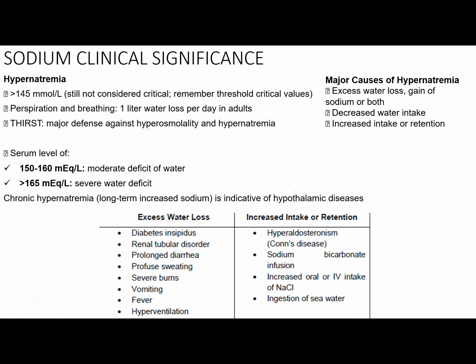Another major cause of hypernatremia is increased intake or retention, seen in hyperaldosteronism, Conn's disease, sodium bicarbonate infusion, increased oral or IV intake, and ingestion of seawater. That's why, class, if you are stuck at the sea, let's say na lumubog yung barko, please do not drink seawater because instead of quenching your thirst, mas lalo ka lang mauuhaw kasi dadami yung solute sa body mo. Now, the major causes of hypernatremia, class, please take note, is excess water loss, gain of sodium or both, and decreased water intake and increased intake or retention.